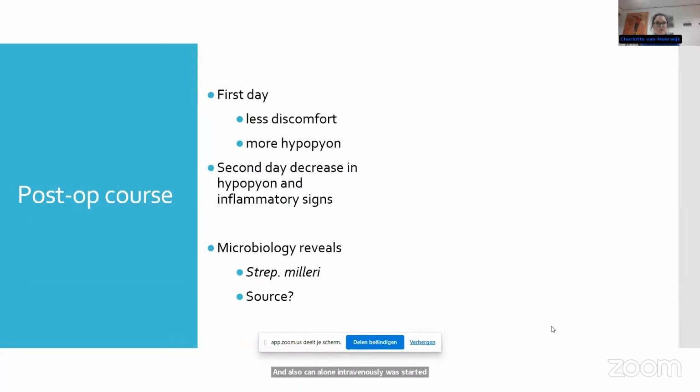On the first day postoperatively, after starting the treatment, there was already less discomfort but more hypopyon. But on the second day there was a decrease in hypopyon and also fewer inflammatory signs. In the end, the microbiology revealed the presence of Streptococcus milleri, and then the important question is: what is the reason that this patient developed endogenous endophthalmitis with this bacterium?